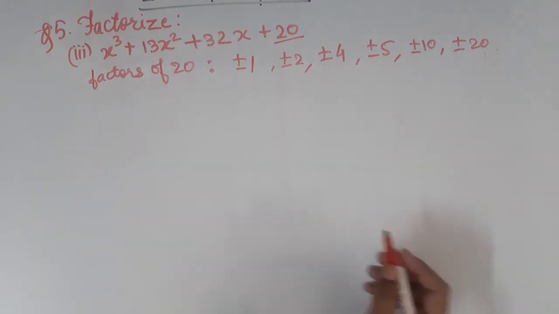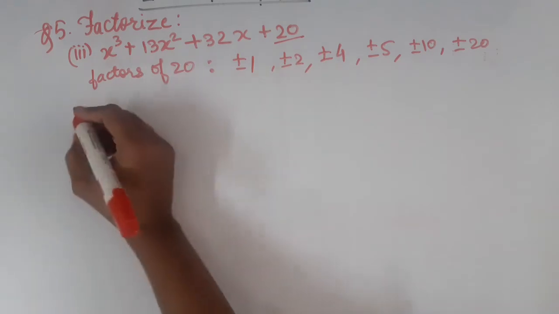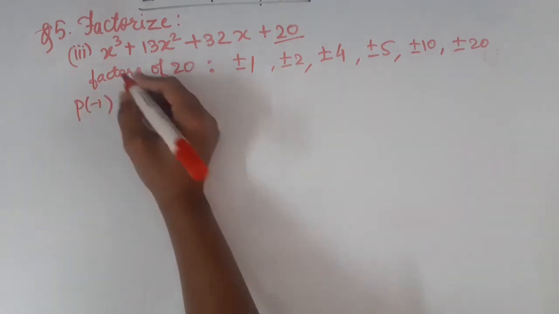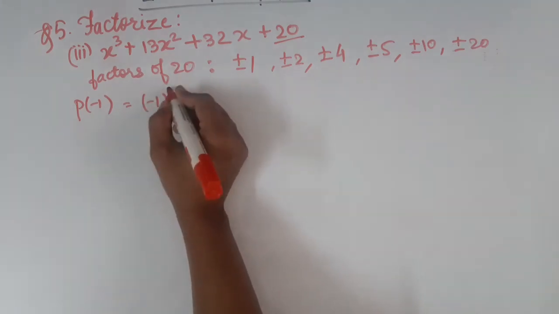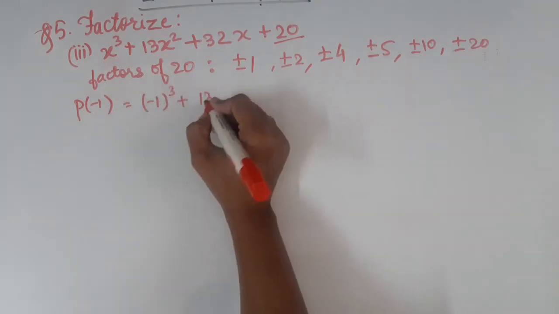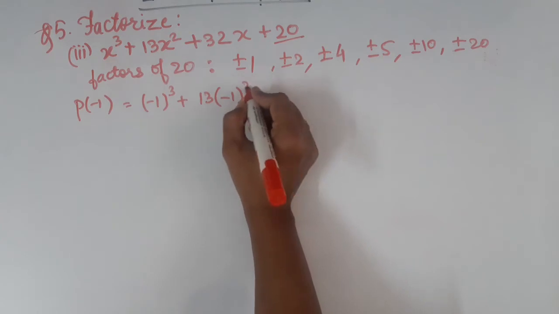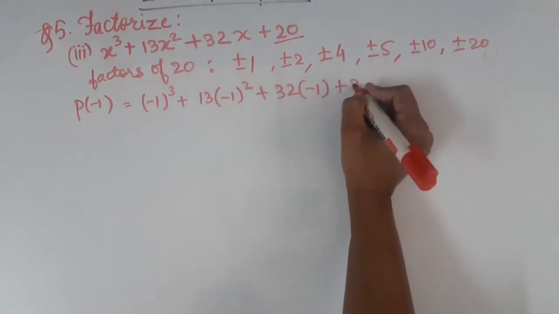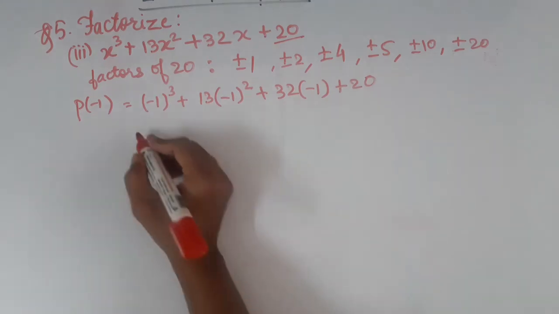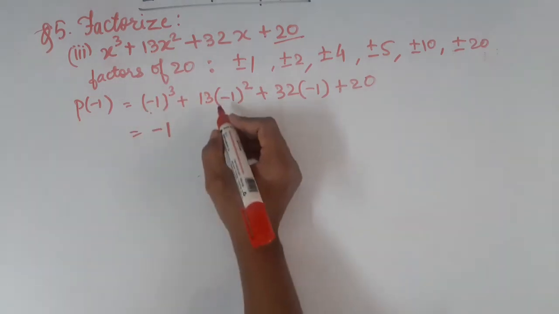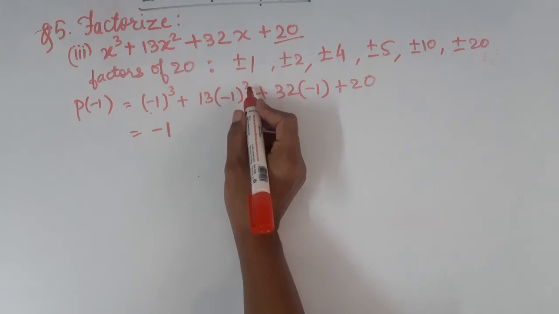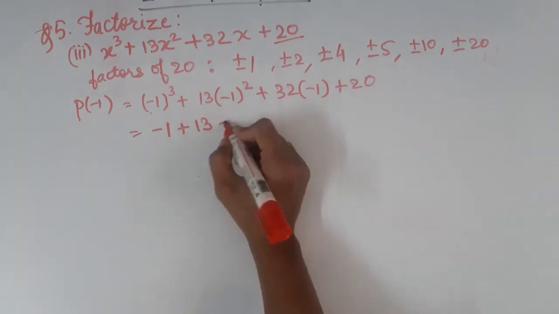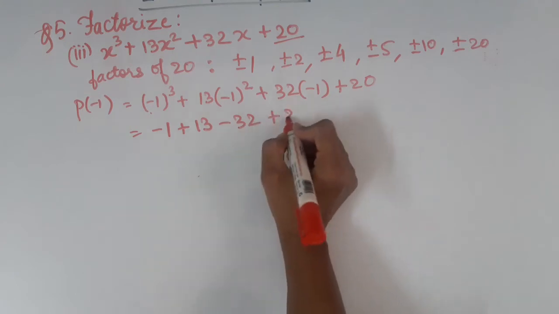Now use trial error method. So let us take now p of minus 1. So what do we have? X cube, I will have minus 1 cube plus 13 into minus 1 square plus 32 into minus 1 plus 20. So minus 1 cube will be minus 1. Minus 1 square is plus 1. Plus 1 into 13 is plus 13. Then 32 into minus 1, I will get minus 32 plus 20.